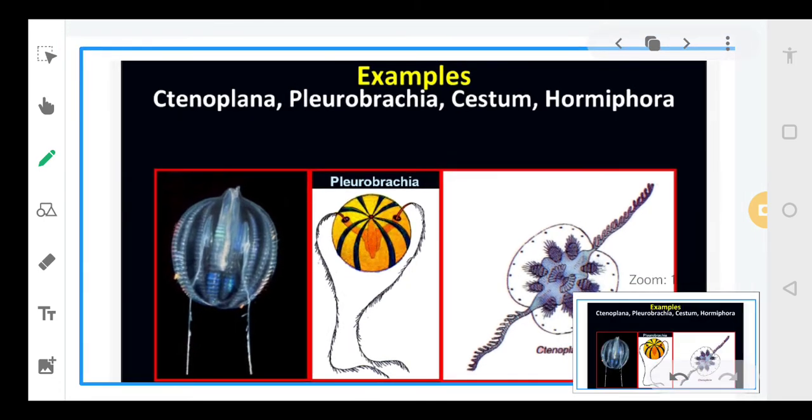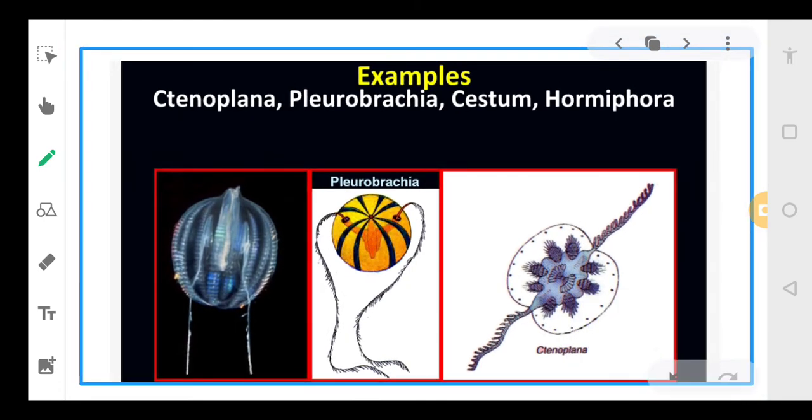Now these are a few examples. One we have already discussed, that is Pleurobrachia. Other than this, we have Ctenoplana. This is an example of Ctenoplana, right? Okay everyone, and this is an example of Hormiphora. So we have listed a few examples here: Ctenoplana, Pleurobrachia and Hormiphora. Okay everyone? Any doubt in these 2 phylums now?